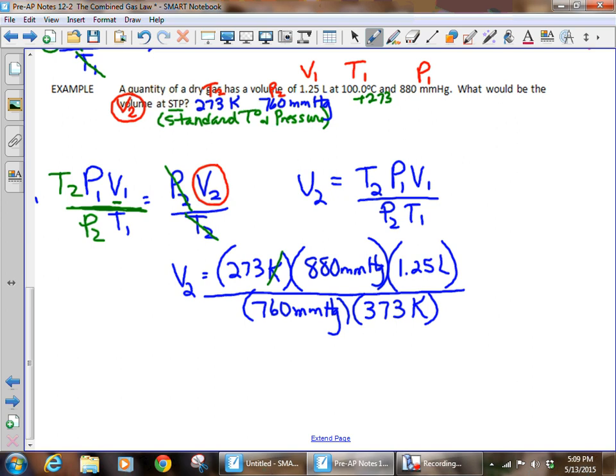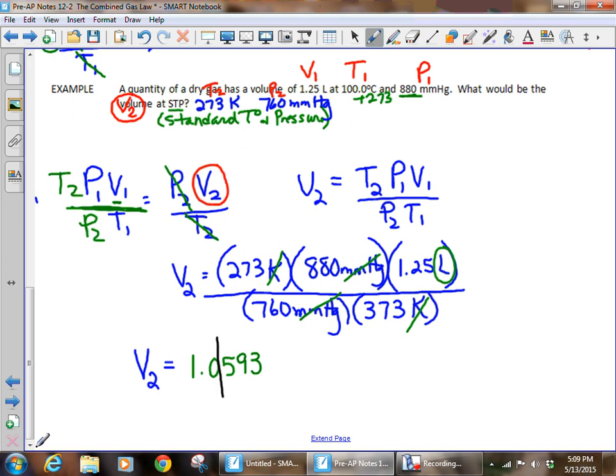So it looks like kelvins cancel, millimeters of mercury cancel. I'm left with liters on top, which is a valid unit for volume. So V2 ends up being 1.0593. I look back at my original sig figs and it looks like our 880 is our limiting factor. So it looks like we need 2 sig figs, which means I'm going to draw the sig fig line here.